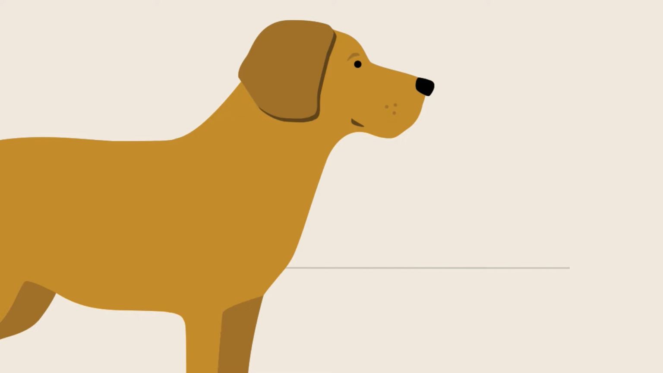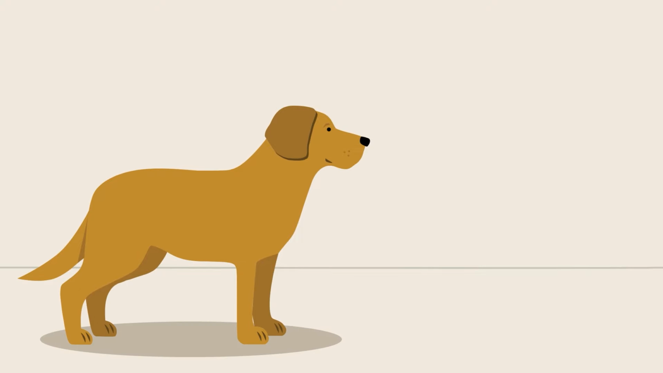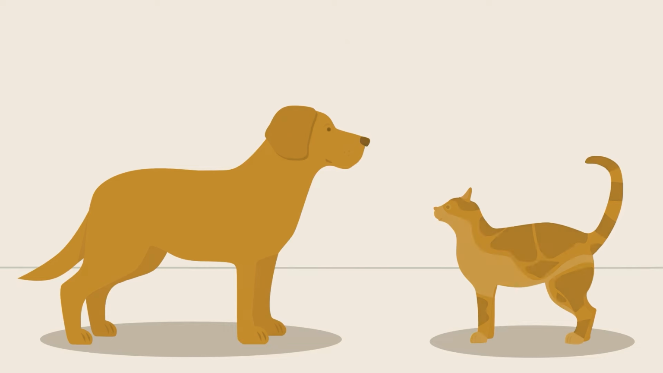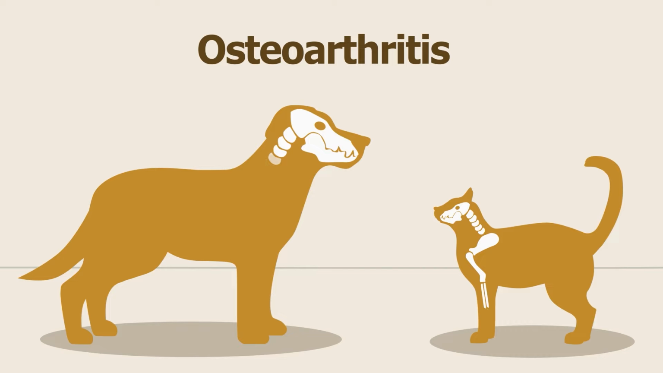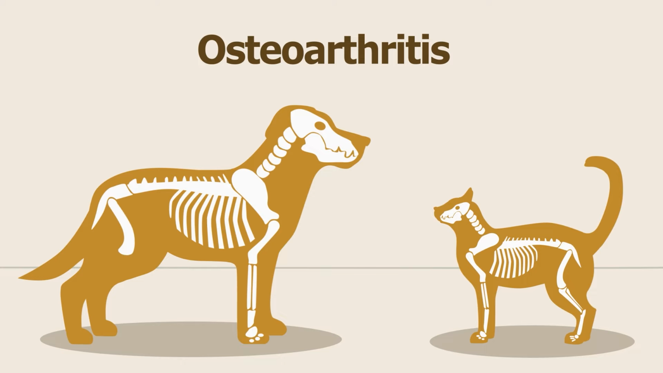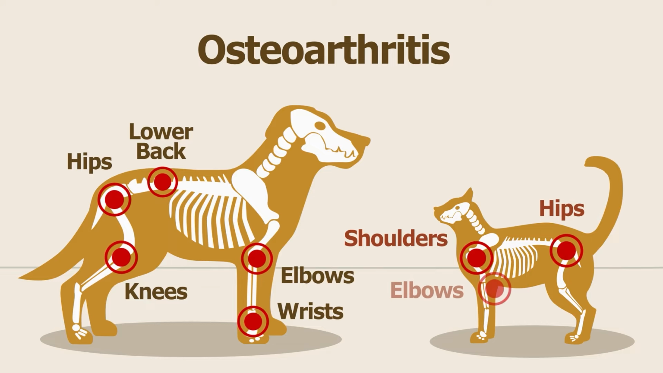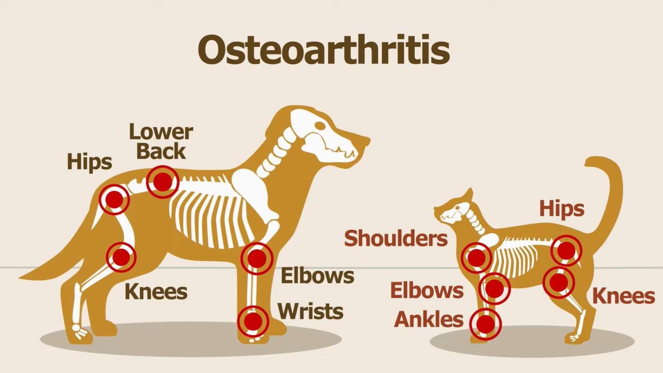Arthritis is a term used to describe joint pain or disease. In dogs and cats, the most common type of arthritis is called osteoarthritis. This condition is often referred to as degenerative joint disease because it is indicated by degeneration of joint cartilage and damage to underlying bone. For dogs, the most commonly affected joints are the hips, elbows, lower back, knees, and wrists. And the most commonly affected joints in cats are the shoulders, hips, elbows, knees, and ankles.